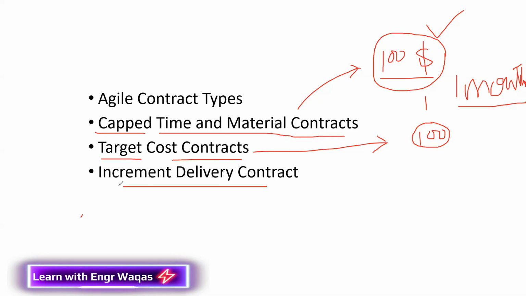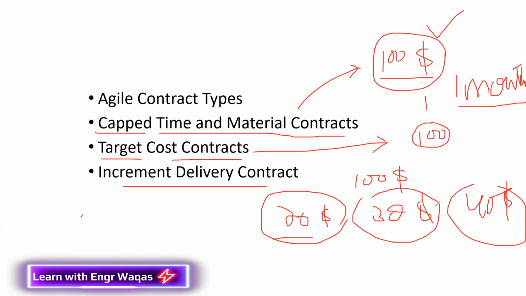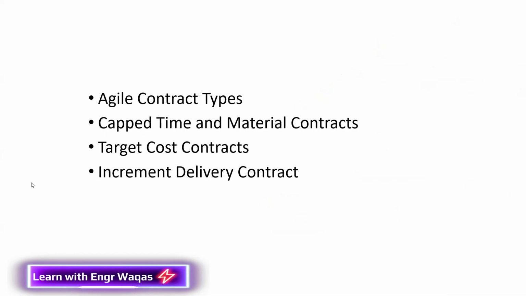Again, incremental delivery contract: you have $100 as one project cost, and you are going to make different phases of $20, $30, and $40, like that. So you are going to work for that. Like first $20 you are going to pay if that phase's work is successful, and then $30 and then $40. So agile is going to work that way. So that's how procurement will be working. And next I will be sharing how this procurement is going to work for you people.